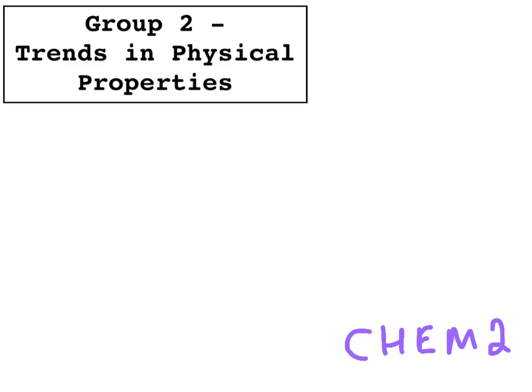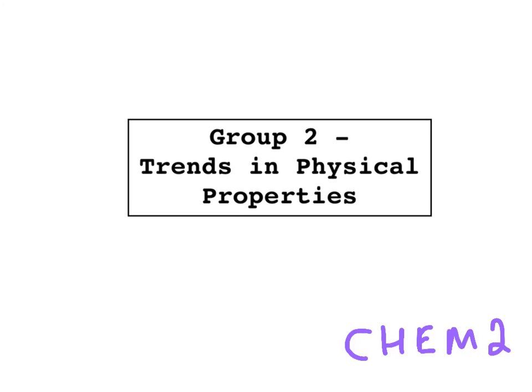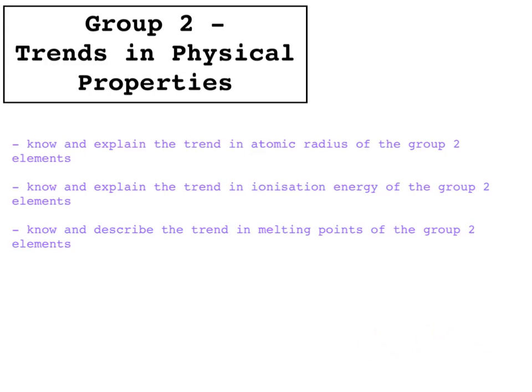This video is on the trends in physical properties of the group 2 elements. So our aims for this video are to know and explain the trend in atomic radius of the group 2 elements, the ionization energy of group 2 elements, and the melting points of the group 2 elements.